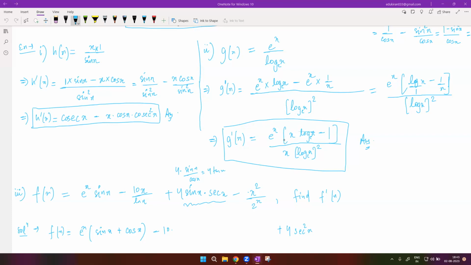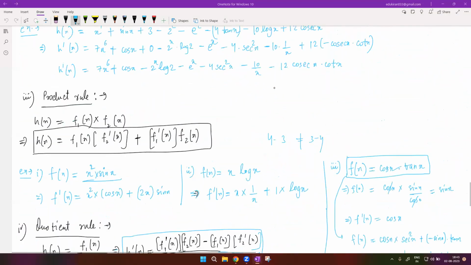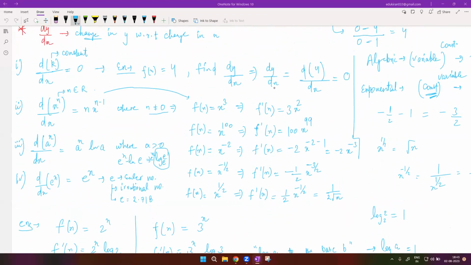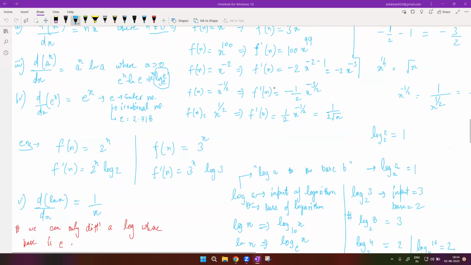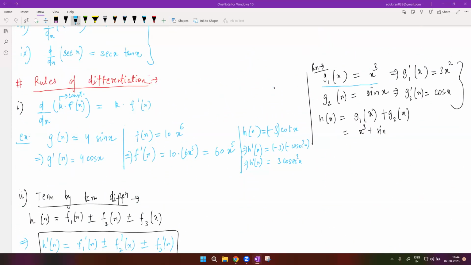Yeah, so it can be based on either the formula, which includes basically the differentiation of algebraic functions, exponential functions, constant functions, right? And after that, logarithmic functions and some trigonometric functions, right? Then the rules of differentiation included.